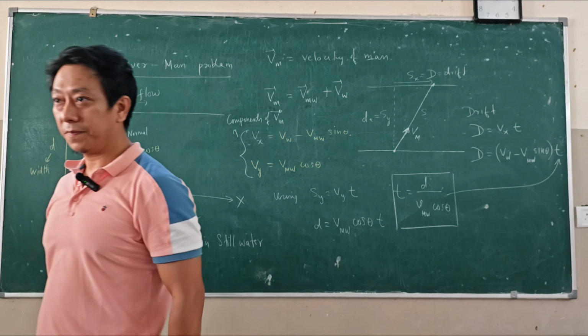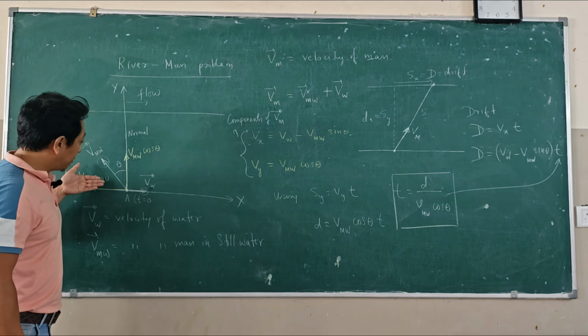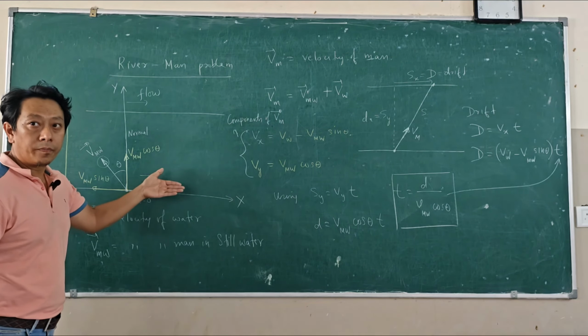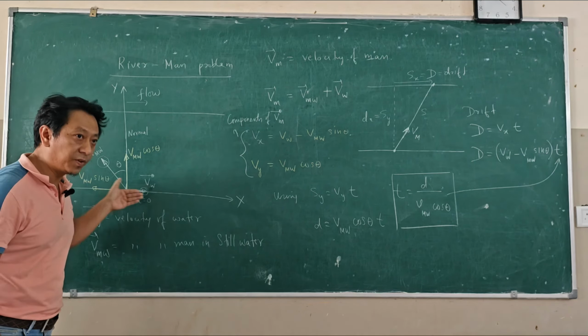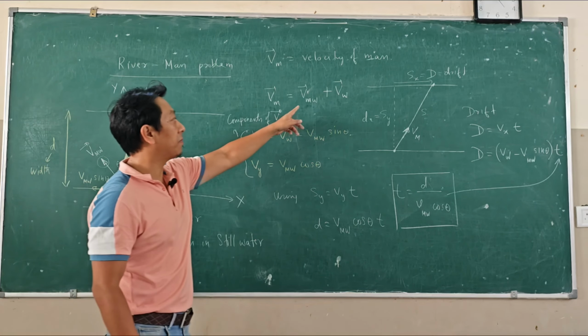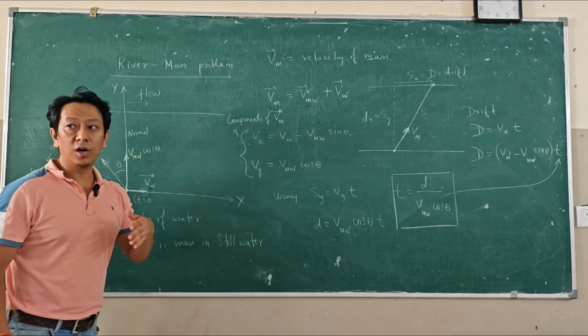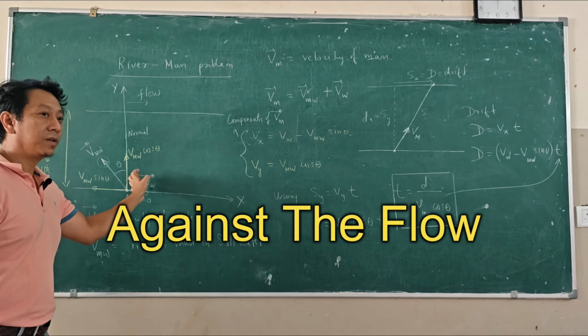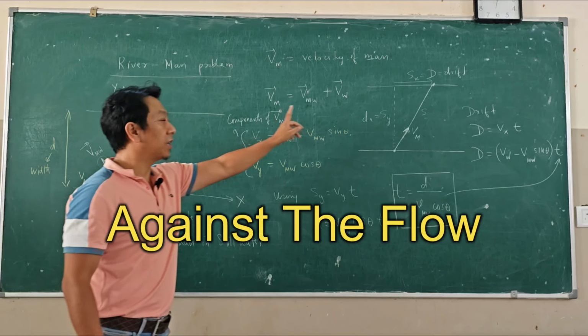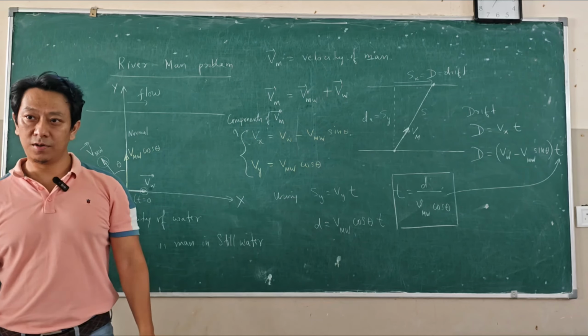So this is the theory. By the way, what if the man goes this way? Then what will be man's velocity from ground? Vmw plus Vw, because these two will be in same direction. That is called with the flow. What if the man comes this way? Then his velocity will be Vw minus Vmw.